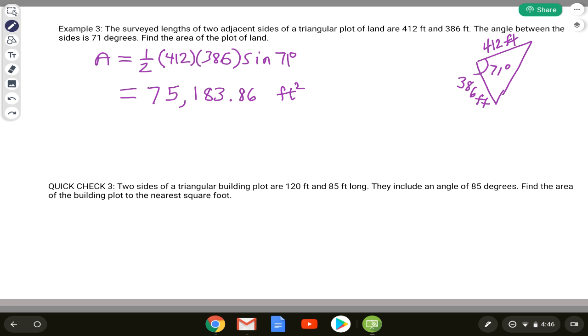All right, pause and try quick check 3, which is very similar to this example. You have two sides of a triangular building plot are 120 feet and 85 feet long. They include an angle of 85 degrees, and you're trying to find the area of the building plot to the nearest square foot. So the time before I rounded to the nearest hundredth, but here they want you to round to the nearest square foot. So pause and try that.